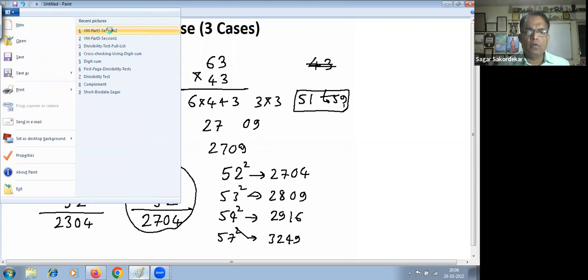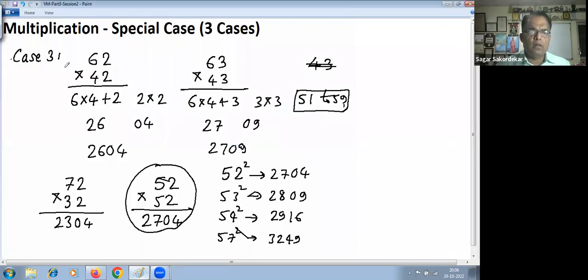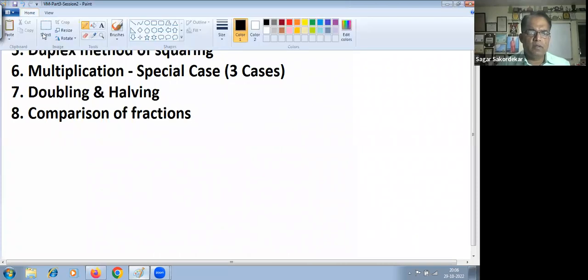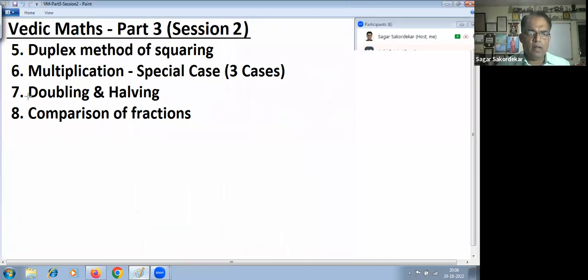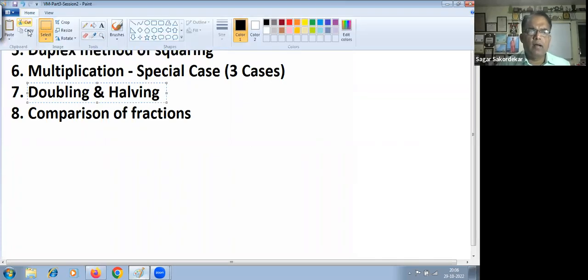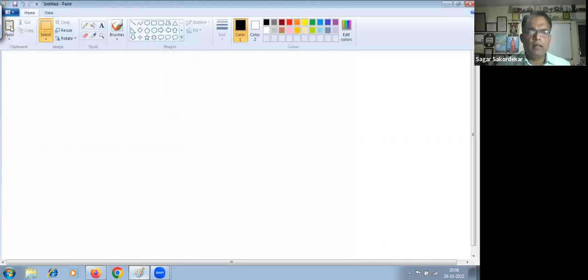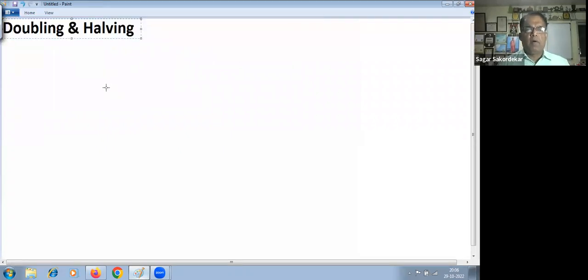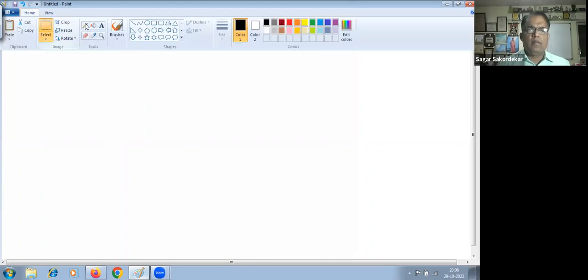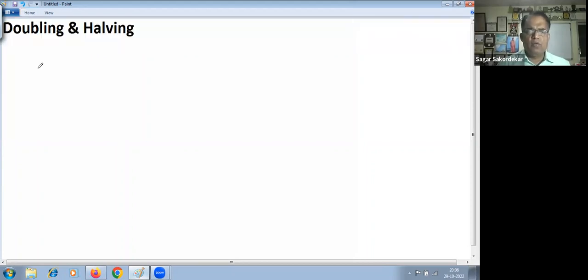Moving to the third topic of today's session, that is doubling and halving. Okay, making double and half, that is the concept. Doubling, normally you know that it is multiply by 2, and halving means making half, means divide by 2.